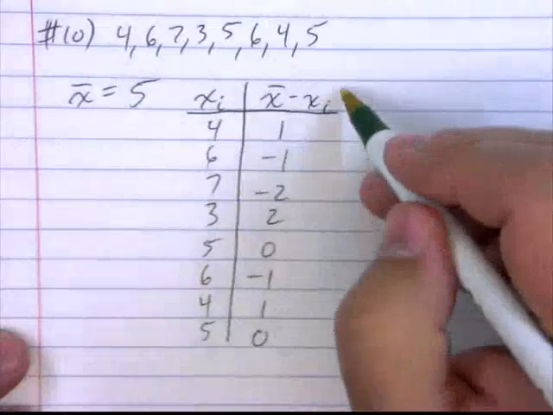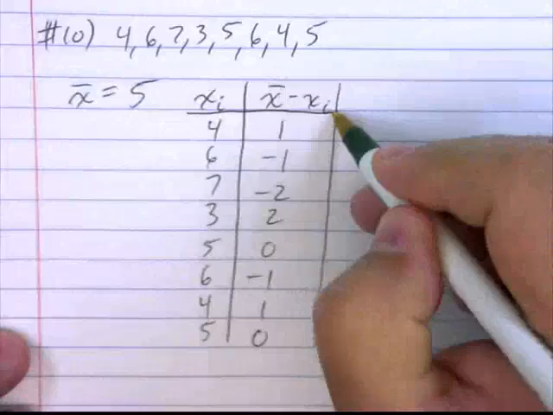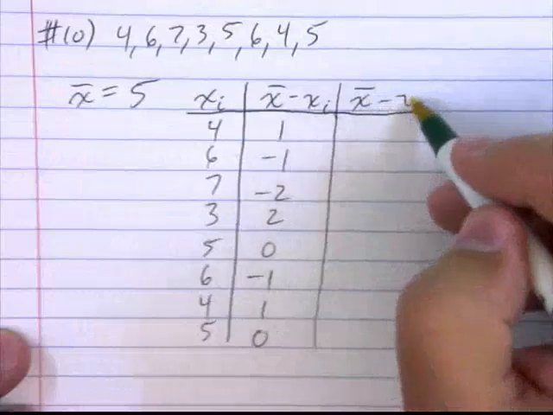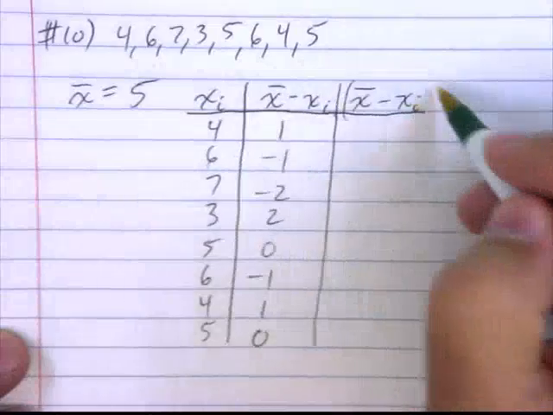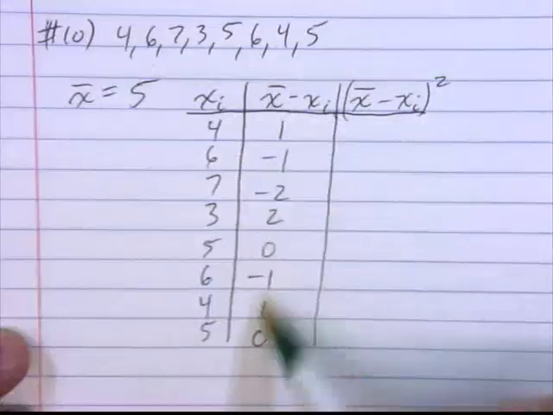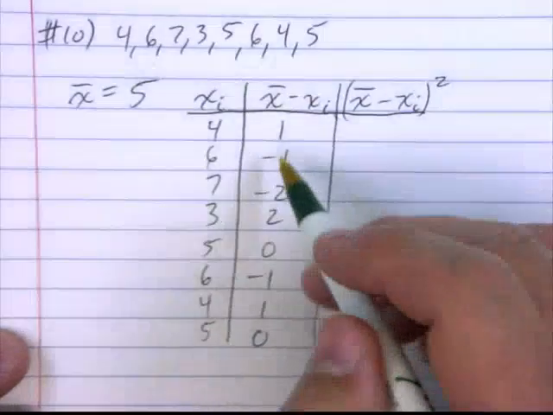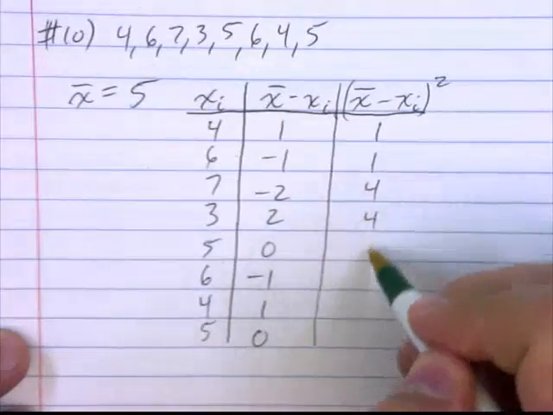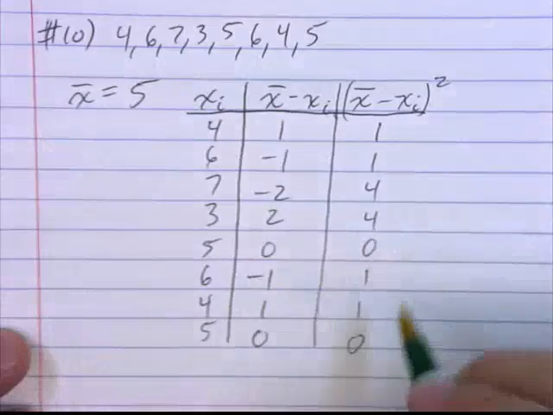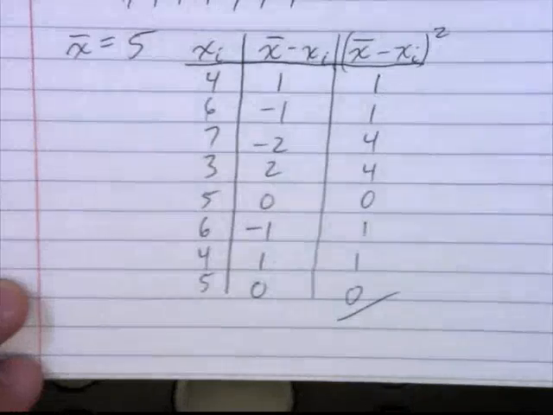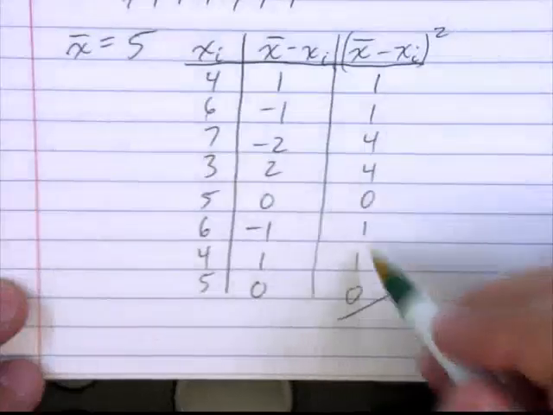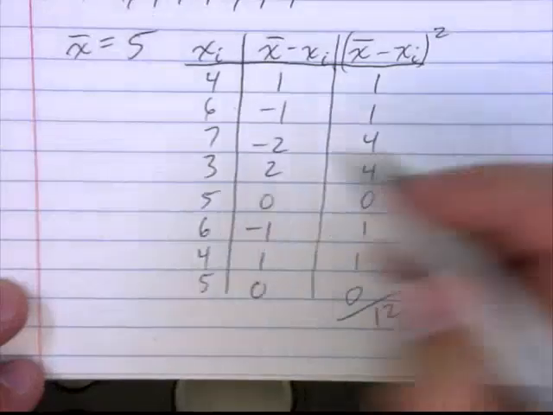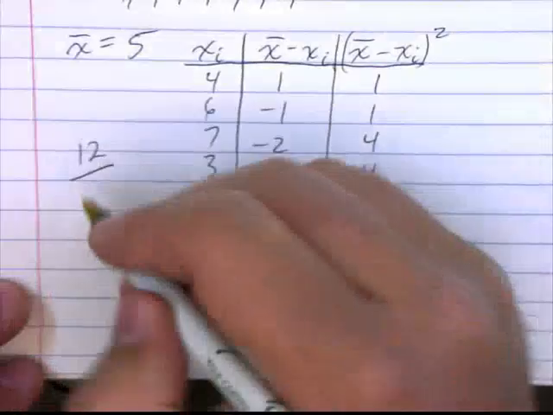Now what I need to do is take all of the numbers and square them, because I want to find the average distance from the mean. But if I was to find the mean of all these numbers, notice they would just all zero out. So in order to get rid of the negatives, I'm going to square all these numbers. So I get 1, 1, 4, 4, 0, 1, 1, 0. And then I'm going to add those numbers up. So that would be, let's see, 8, 9, 10, 11, 12. And I'm going to take the 12, and divide it by n minus 1.